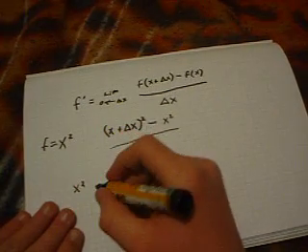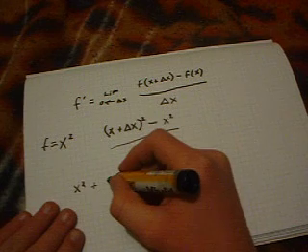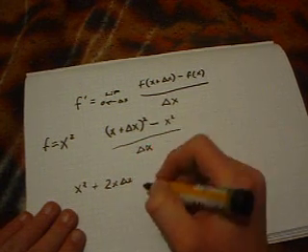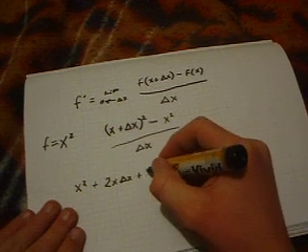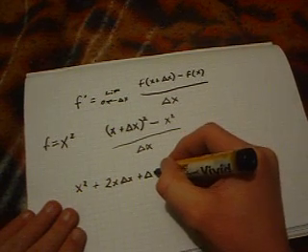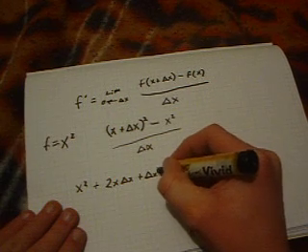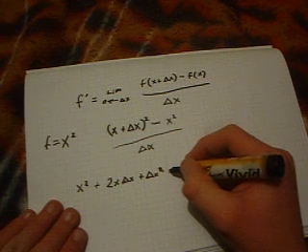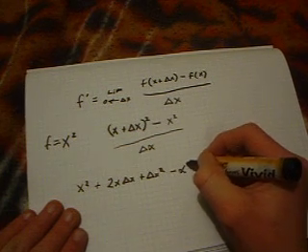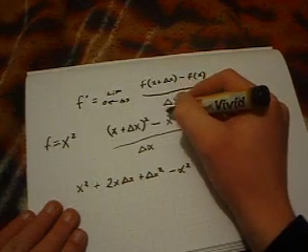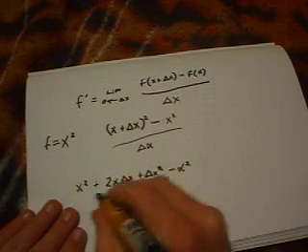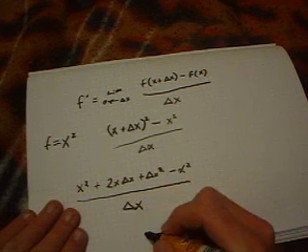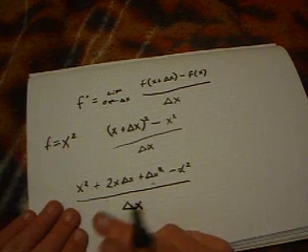So x squared plus 2x delta x plus delta x squared, minus x squared from this part over here, over delta x. Now we can see something cancelling out here.